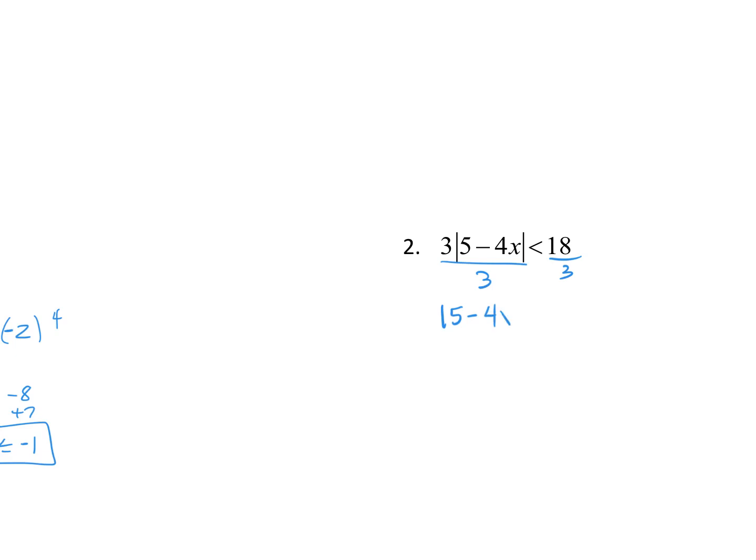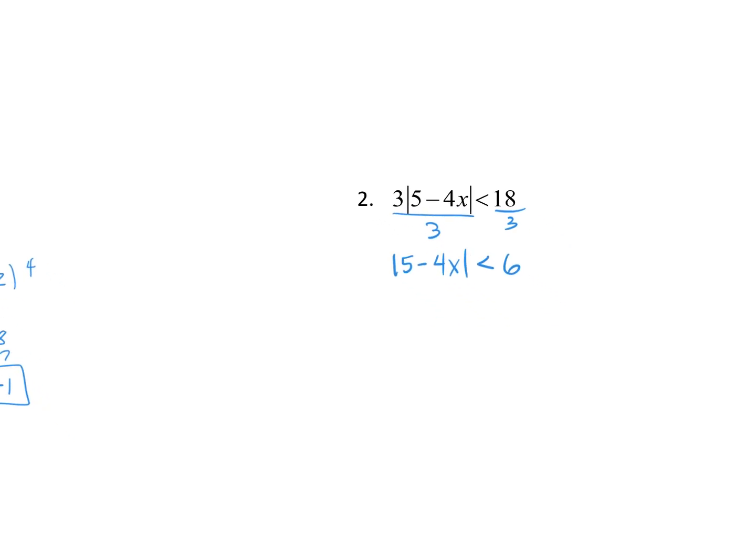So 5 minus 4x is less than 6. Yeah? If it's a less than, remember it's less than. So it's going to set up something like that. I'm going to take the absolute value part, put it in the middle, and then add the left side. Is that okay?